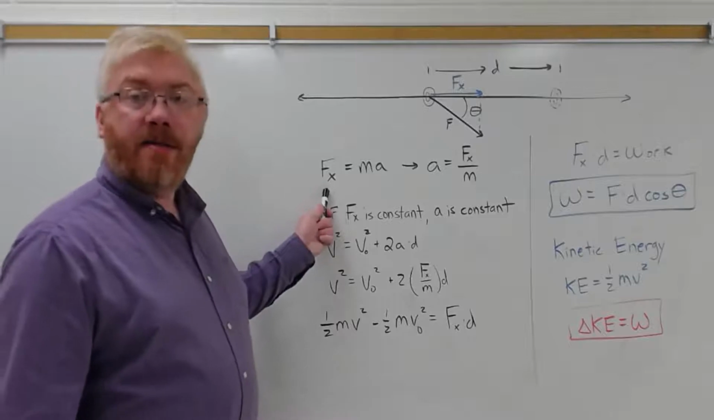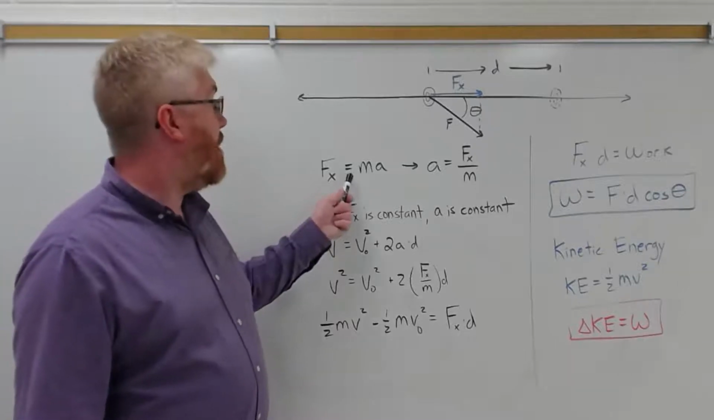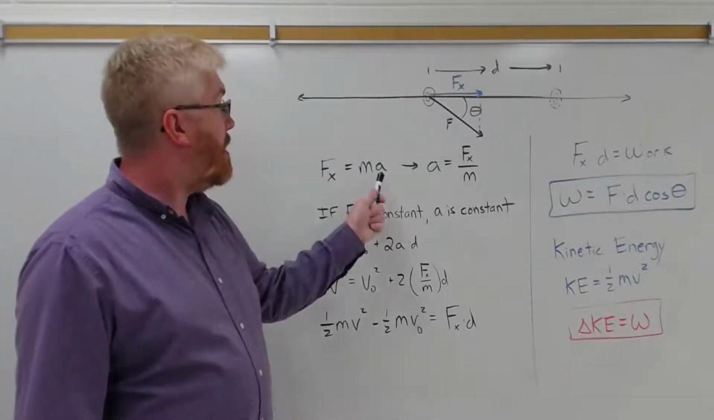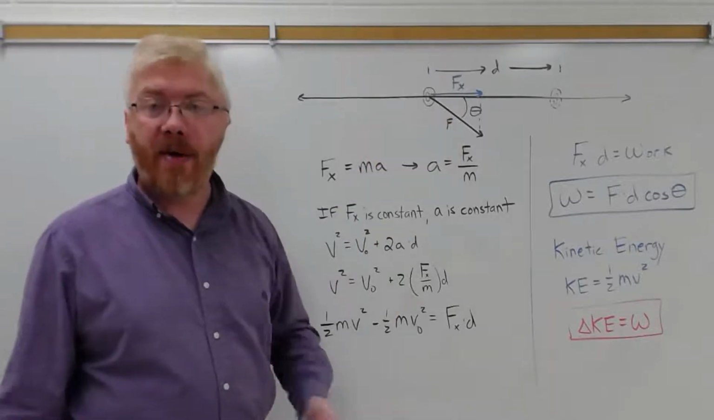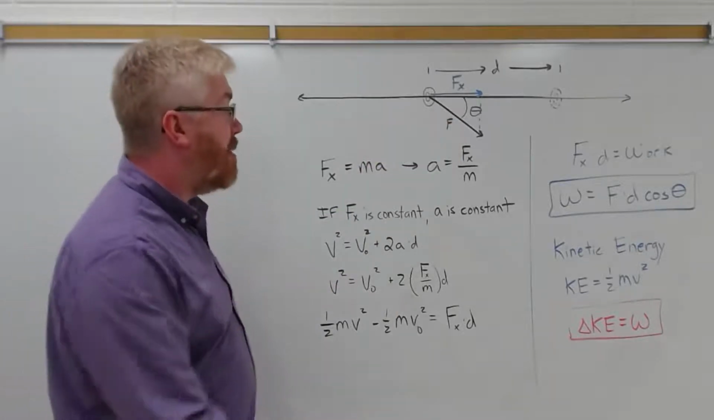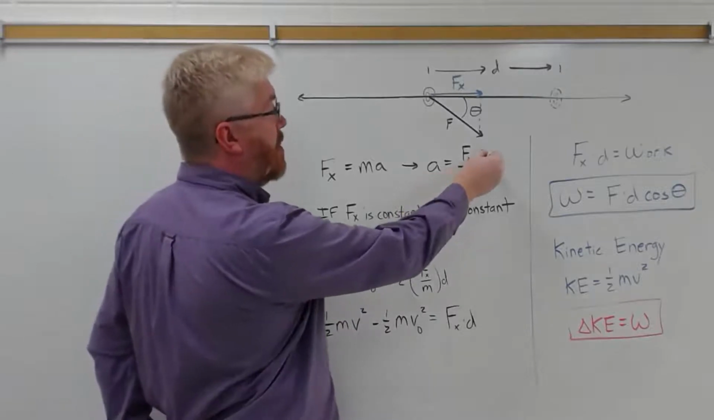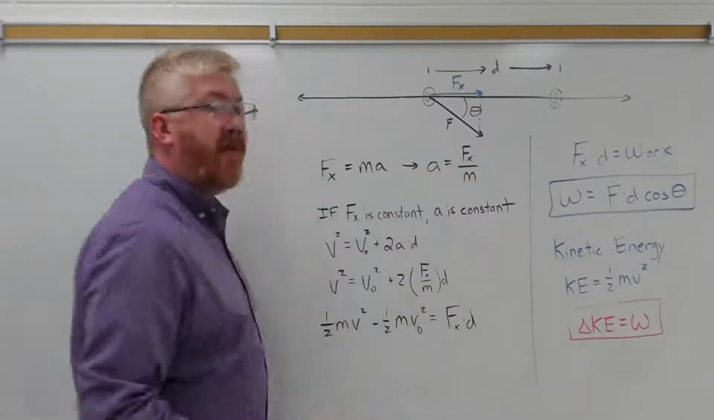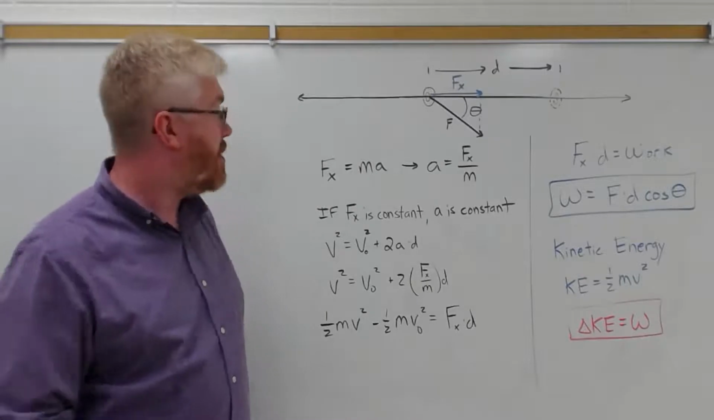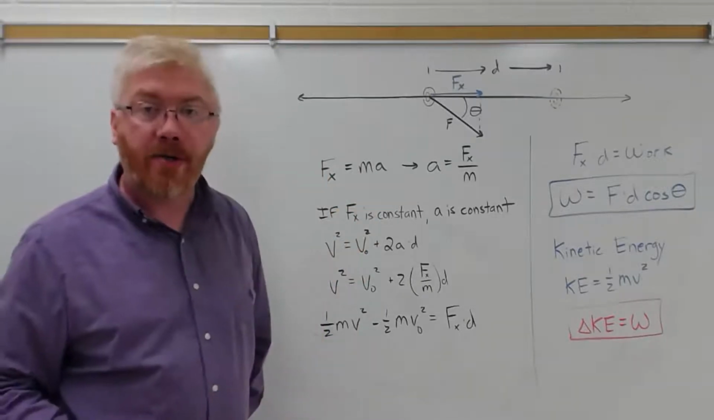F of x, the force in the x direction, is equal to the mass of the nut times the acceleration the nut experiences. Rearranging that simple equation, I can say the acceleration the nut experiences is equal to the x component of the force divided by the mass. Just simple algebraic rearrangement of that equation.